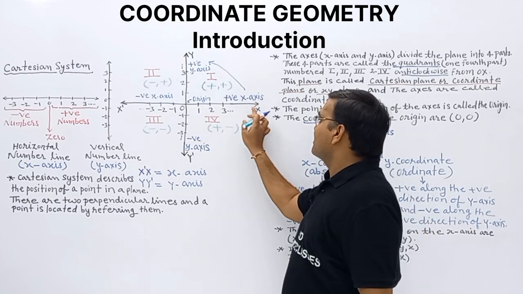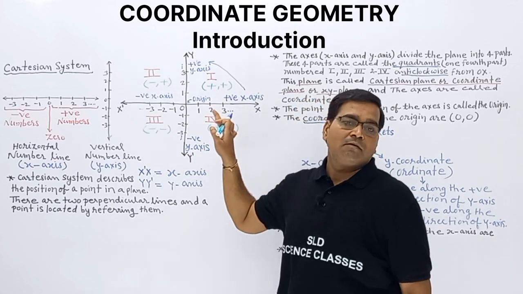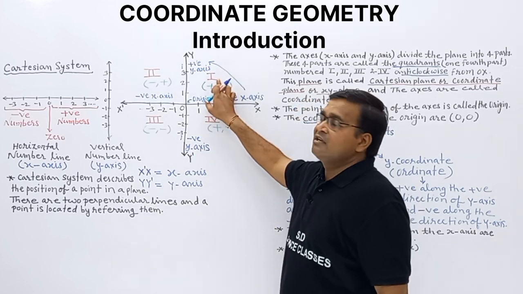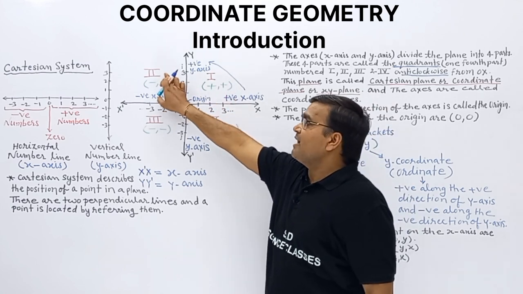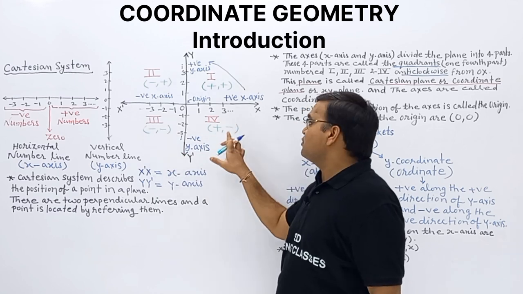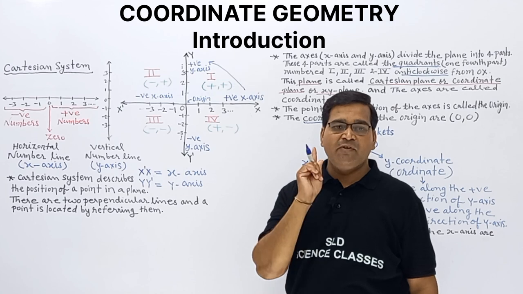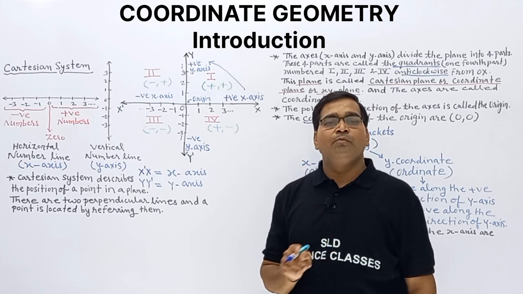This is OX. From this we are taking the numbers. This will be the first quadrant, this is the second quadrant, this one is the third quadrant, and this one is the fourth quadrant. Clear? So we have four quadrants, and we numbered them anti-clockwise from OX.